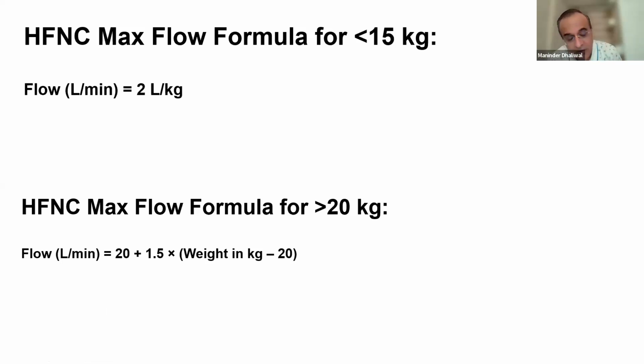So something like this, a formula, though it is not a standard formula, it is just a temporary formula, but the flow should never cross more than 2 liter per kg per minute. For a child less than 15 kgs and a child more than 20 kgs, try to make it 1.5 times.